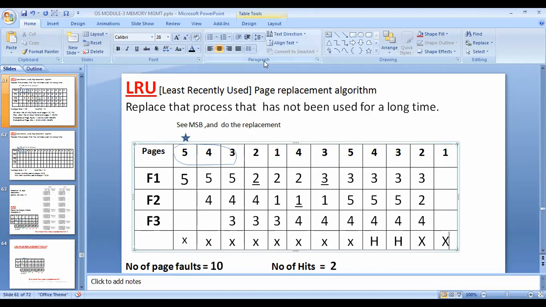Hello, is it audible? Yes, sir. We had a slight power fluctuation. Yeah, so now tell me.